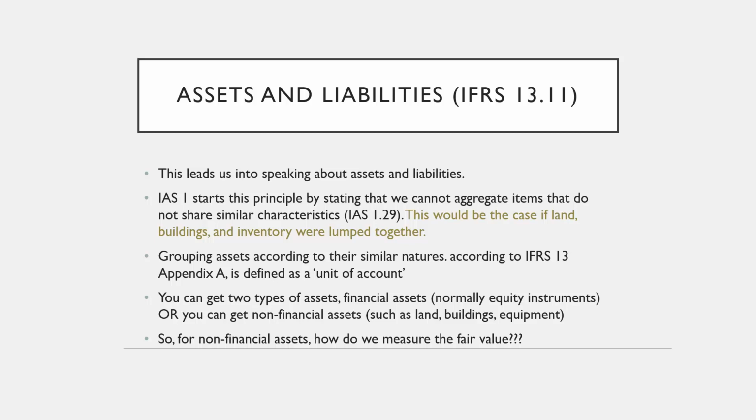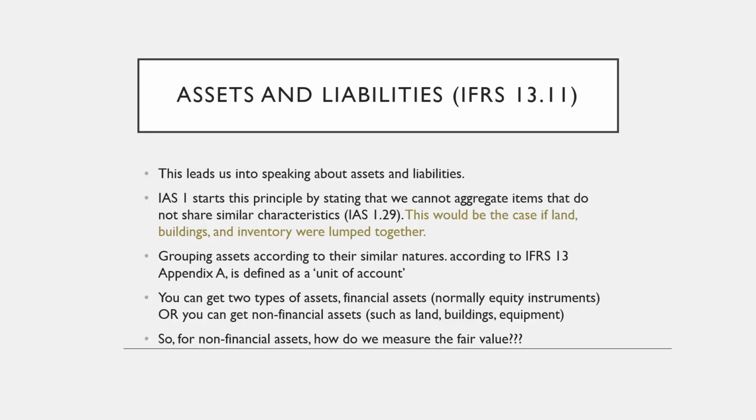So this continues into IFRS 13 Appendix A, where you group assets according to their similar natures. And that is what is called a unit of account. So a unit of account becomes really important because if you're buying or selling a business and there's a group of assets that are similar in nature, you can actually determine the fair value of a unit of account. Then you can get two types of assets. Financial assets, which are normally equity instruments like shares, or you can get non-financial assets, and as I said before, it's PPE. Your land, your buildings, and your equipment are non-financial assets.